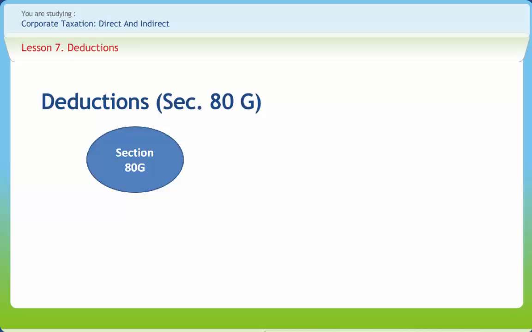100% deduction subject to qualifying limit, for example, an approved institution for promoting family planning. 50% deduction subject to qualifying limit, for example, an approved institution for charitable purpose other than promoting family planning.